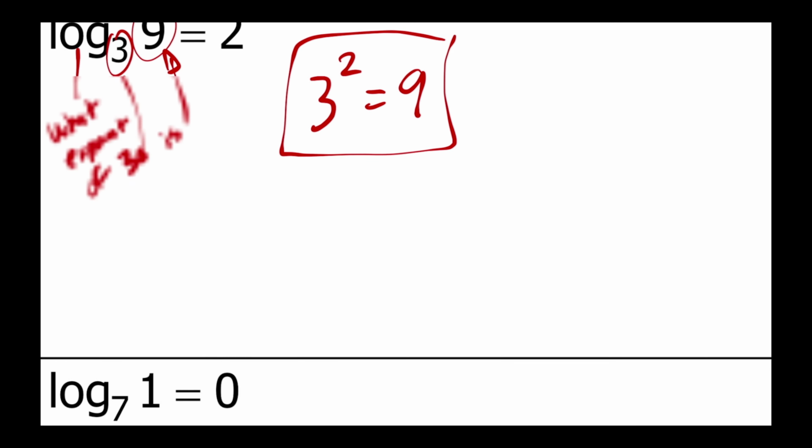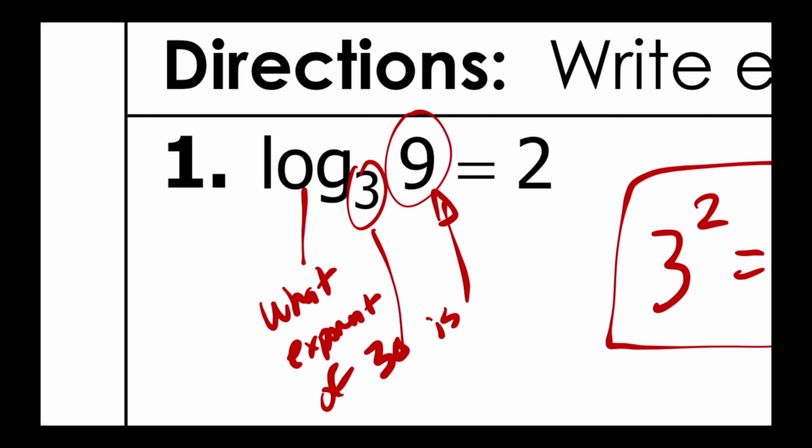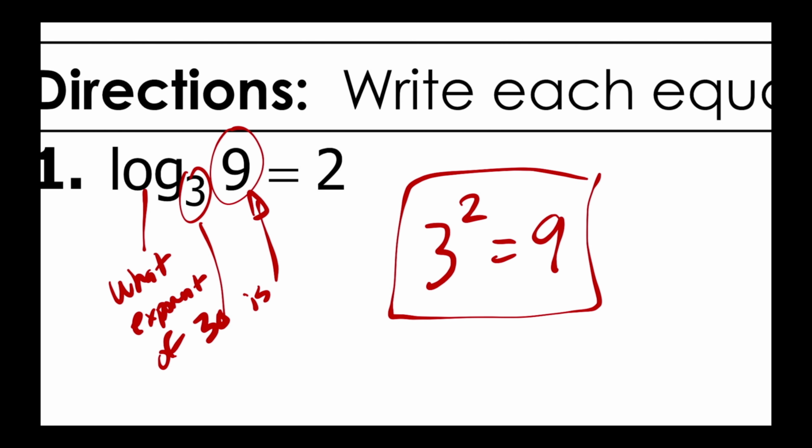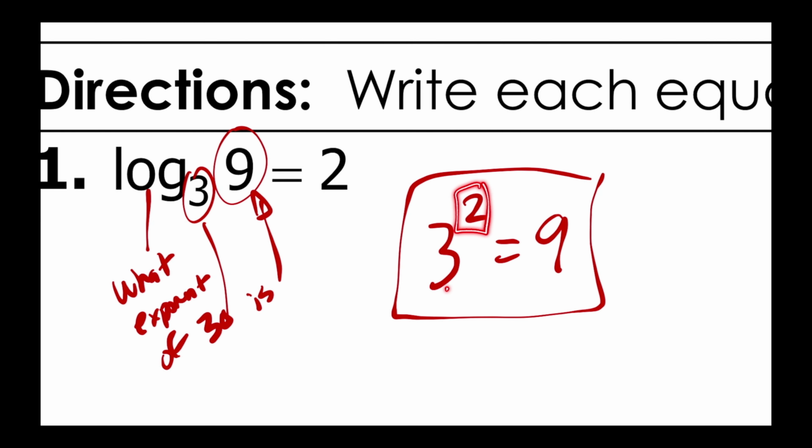For instance, we looked at number 1. Log base 3 of 9 equals 2. So this is asking, what exponent of 3 gives me 9? So what exponent do I have to put on the base 3 to give me a 9? And the answer is 2. And the way we write that is 3 to the second power is 9.